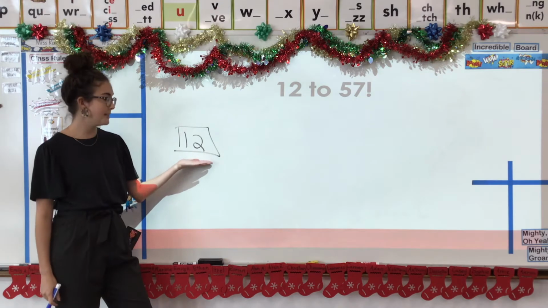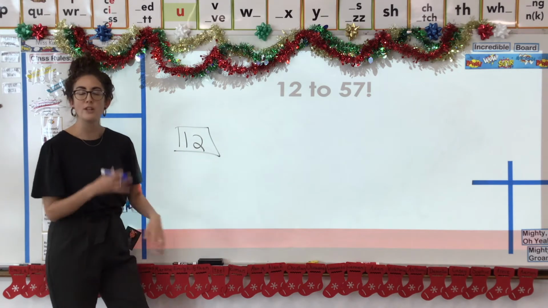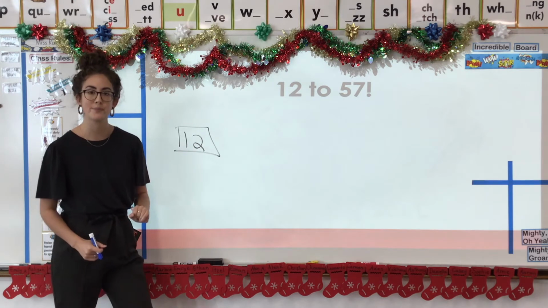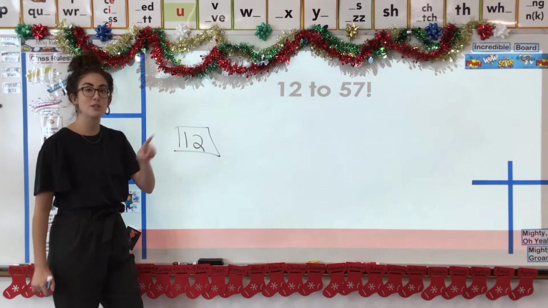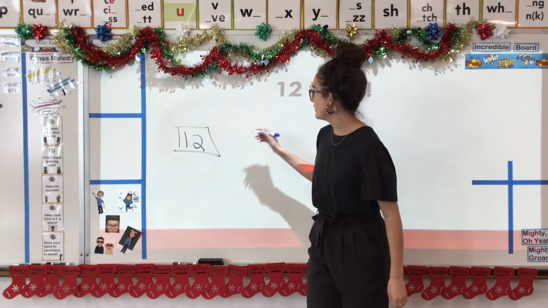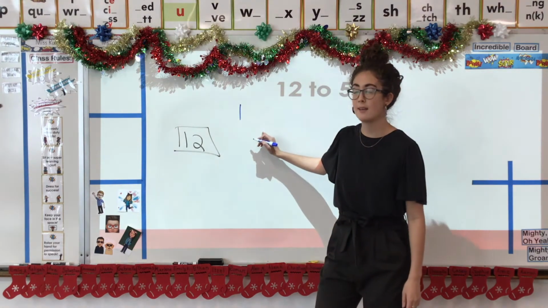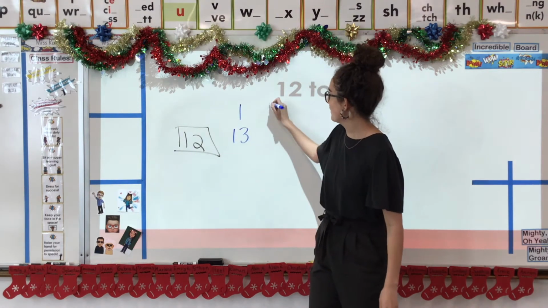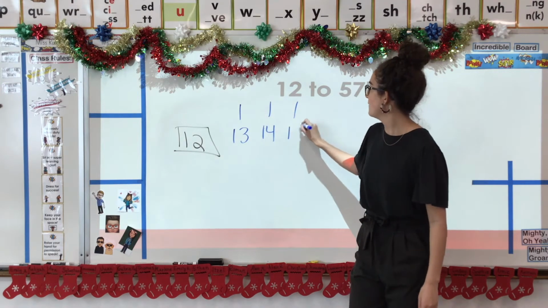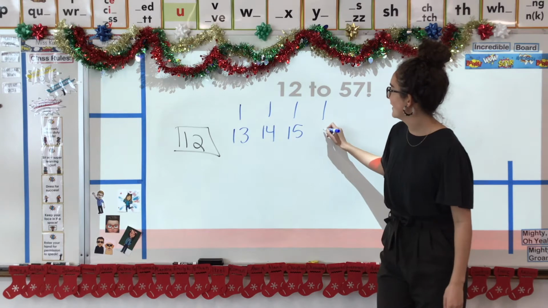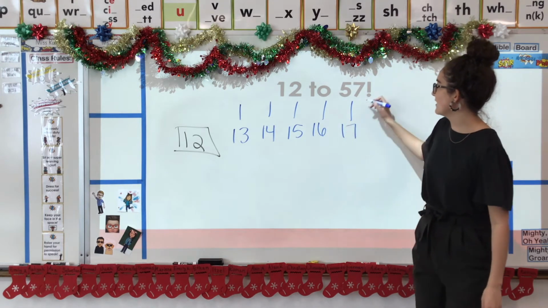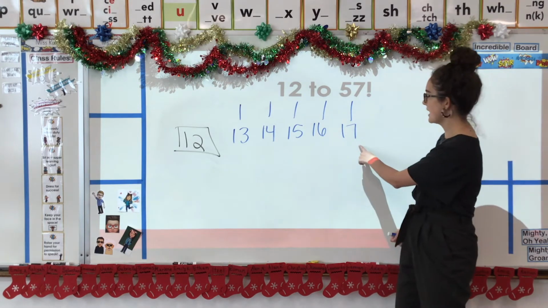If we're starting with ones, in 12, which digit is gonna be changing? Which digit is in the ones place? The 2 is going to change as we count by ones. So, we have 12, one more will be 13, keep going, 14, and then 15, and 16, and then 17, good job. Okay, let's pause and take a look.